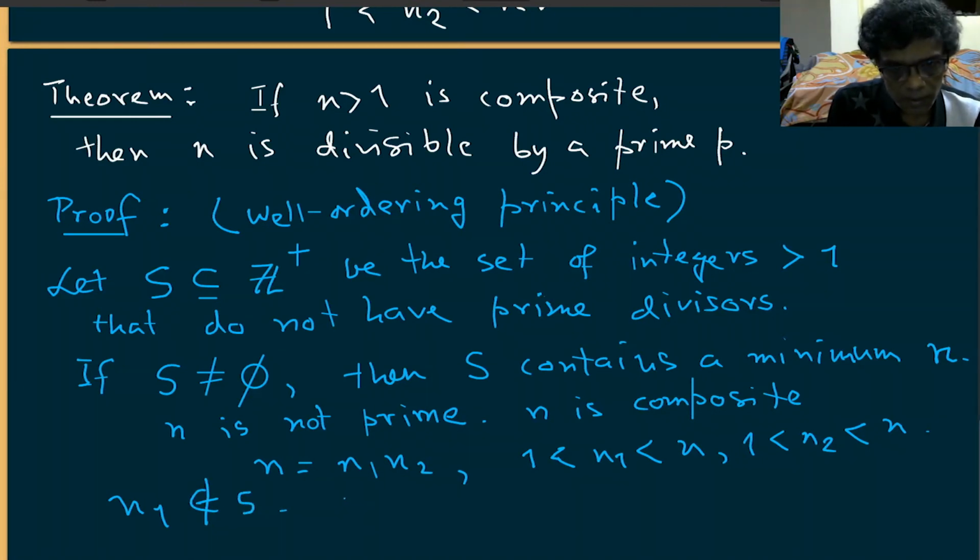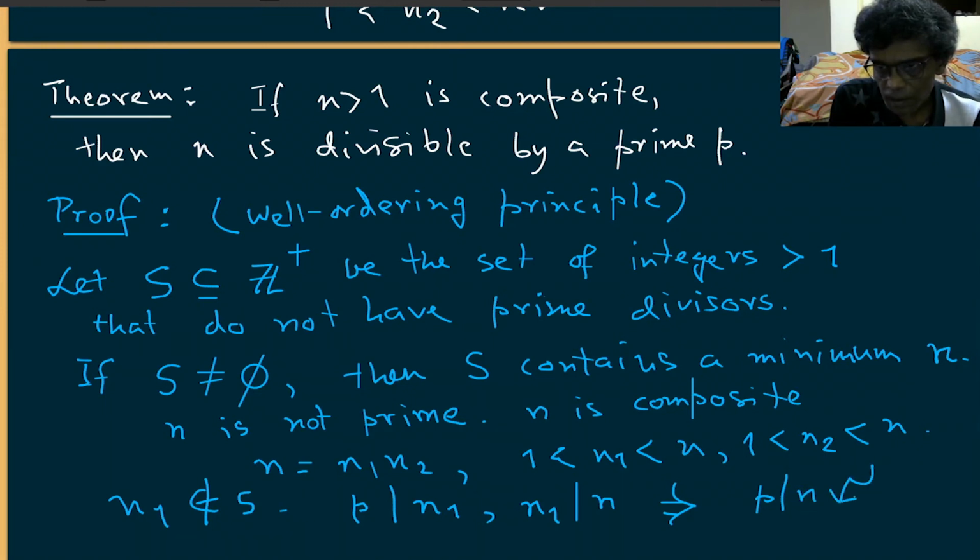So, there exists some prime P which divides N1. Moreover, you see that N1 divides N. So, together by transitivity, we show that P divides N, a contradiction. So, S must be empty. Okay, good.